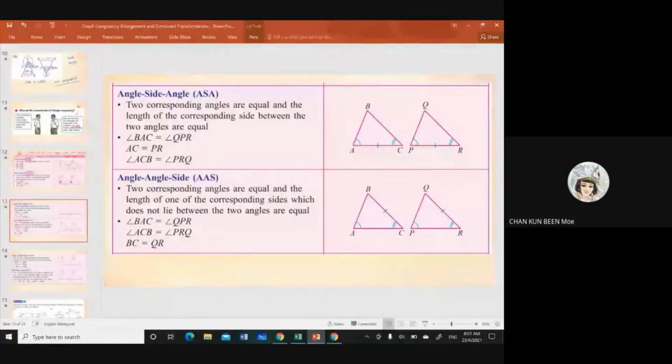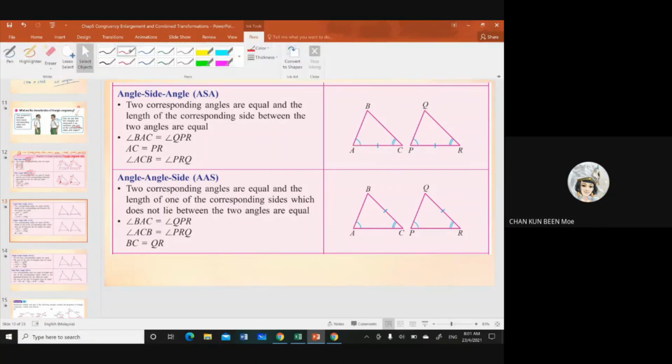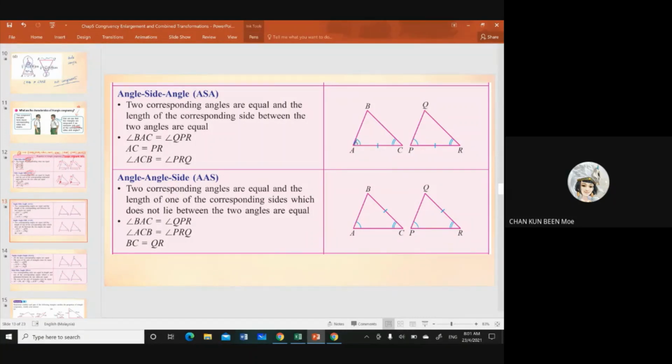Next one is ASA. ASA, angle, side, angle. So two corresponding angles are equal, and the length of the corresponding side between the two angles. This one, the length between these two angles are equal. So they give you angle BAC, this one, is equal to angle QPR, this one. Okay, and then AC equal to PR, and angle ACB, this one, equal to this one. So this is angle, side, angle. Same thing, angle, side, angle.